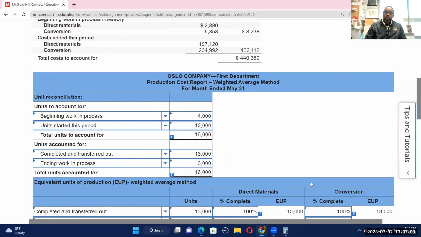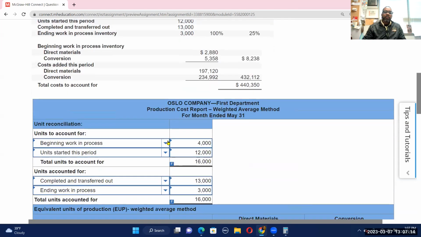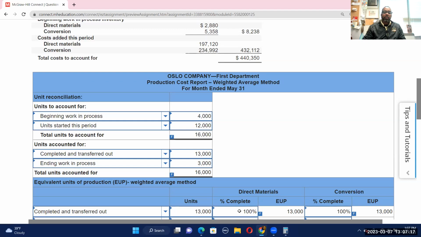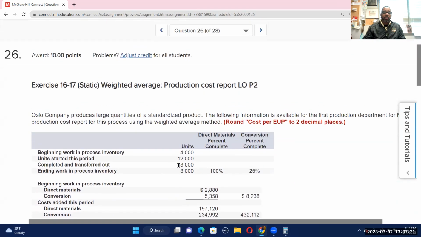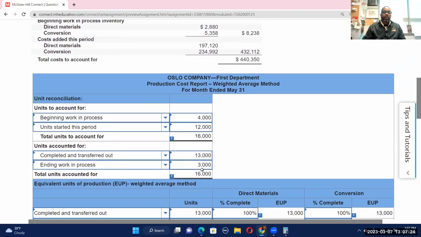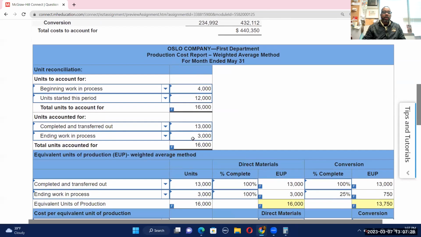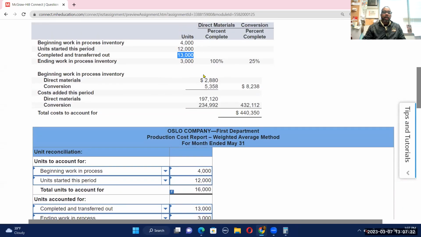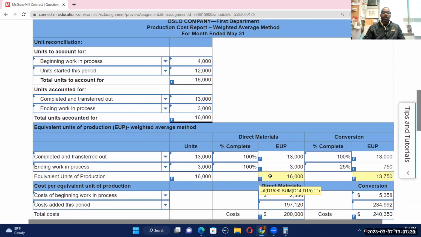So the next thing we're going to work on is this. Remember, conversion cost is direct labor plus overhead, because overhead is a function of direct labor. Everything that's completed and transferred out is 100% when it comes to direct materials and 100% when it comes to conversion. There were 13,000 units completed and transferred out. And then ending work in process had 3,000 units. Ending work in process was 100% complete as far as direct materials, 25% as far as conversion. So 100% and 25%. You get 3,000 EUPs for direct materials, 750 for conversion. Add these together, you get 13,750 for conversion, 16,000 for direct materials.